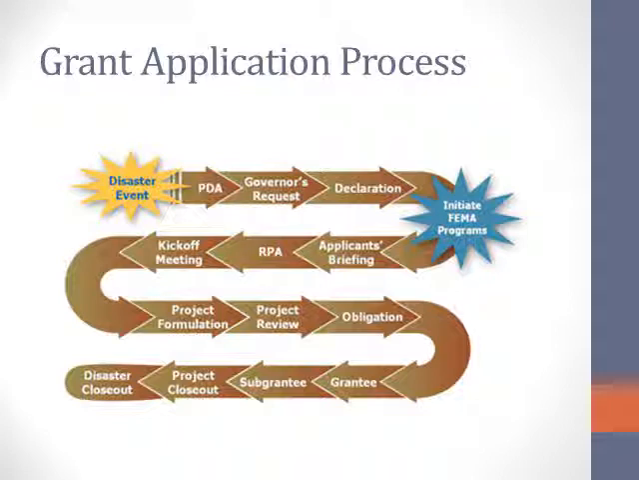Soon after the President makes his declaration is the applicant's briefing. The applicant's briefing is a meeting conducted by the state to inform prospective applicants of available assistance and eligibility requirements for obtaining federal assistance under the declared event. Next is the RPA, or the Request for Public Assistance. The RPA is FEMA's official application form that public and private nonprofit organizations use to apply for disaster assistance.